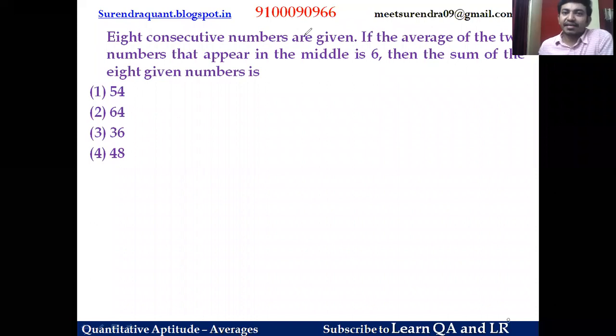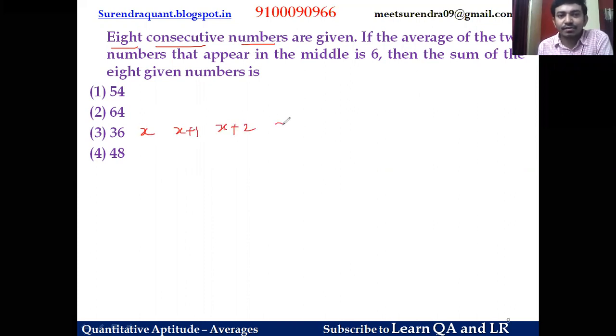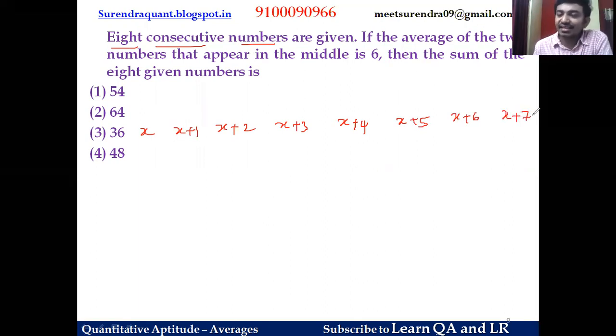8 consecutive numbers are given. If the average of the 2 numbers that appear in the middle is 6, then what is the sum of the 8 given numbers? So friends, 8 consecutive numbers are given, right? So let us say the consecutive numbers are x, x plus 1, x plus 2, x plus 3, x plus 4, x plus 5, x plus 6, x plus 7. So these are 8 numbers. And he is asking us to find the sum of all these numbers.